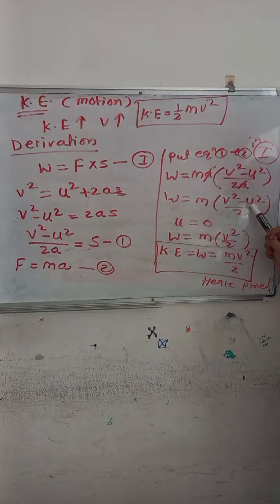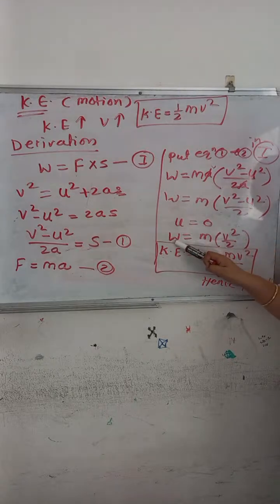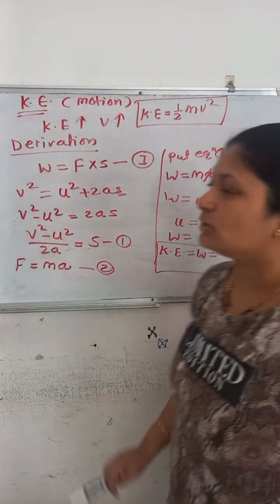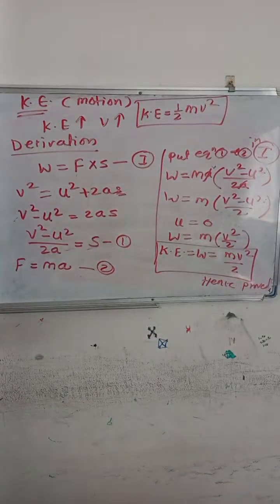So initial velocity you can take as 0, and then you get W is equal to mv square by 2. So m is nothing but the mass of the body, and kinetic energy is equal to half mv square, which is proved here. This is the derivation for kinetic energy.